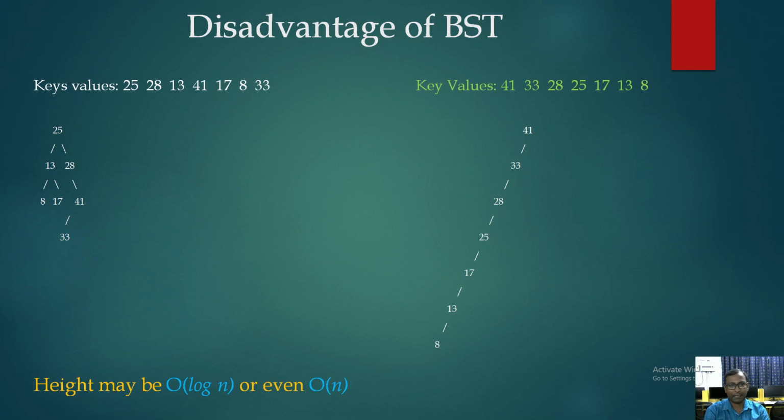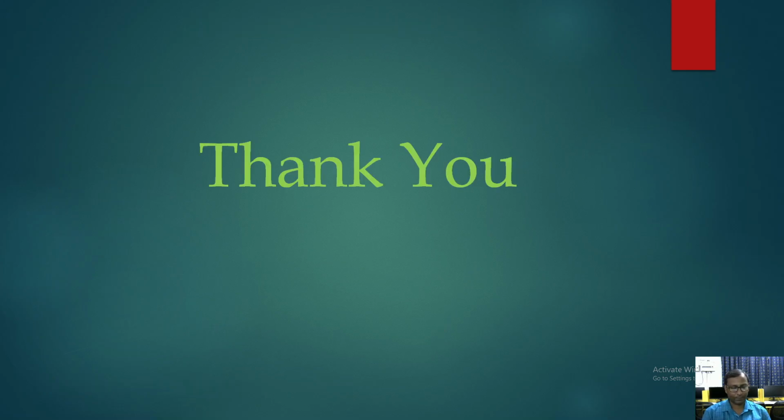So as long as the height of the tree is reduced, it will take less amount of time. And if the tree structure is like a linear list, that is, the right figure, it is basically known as a left skewed binary search tree, right? So in this case, the complexity increases from order of log n to order of n.